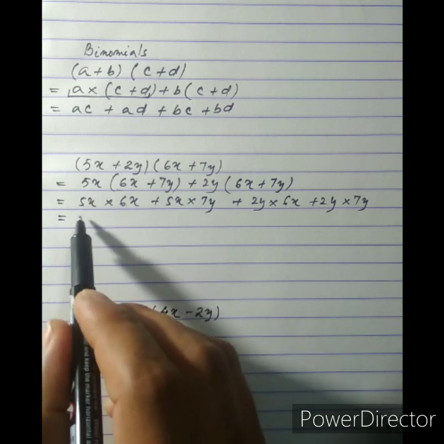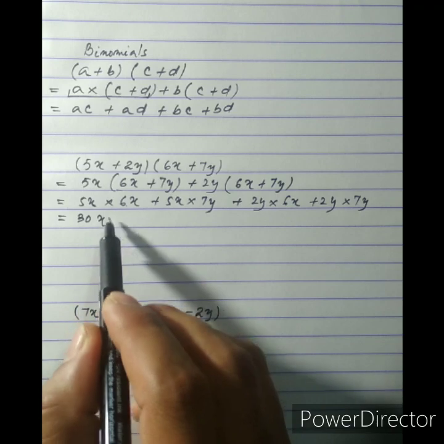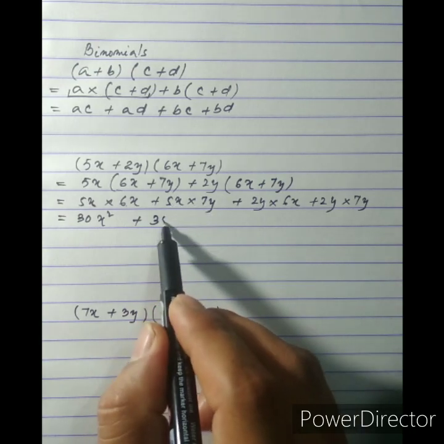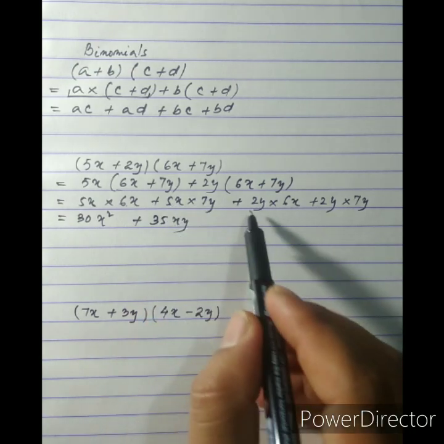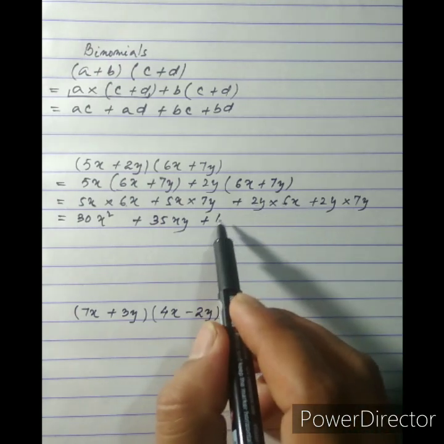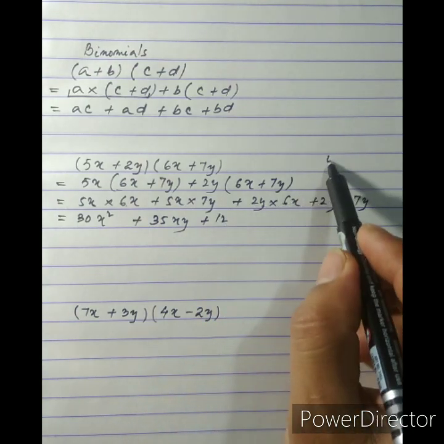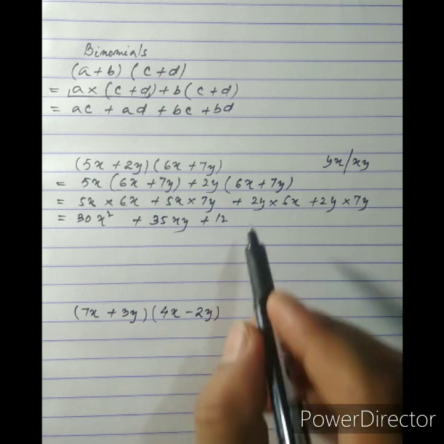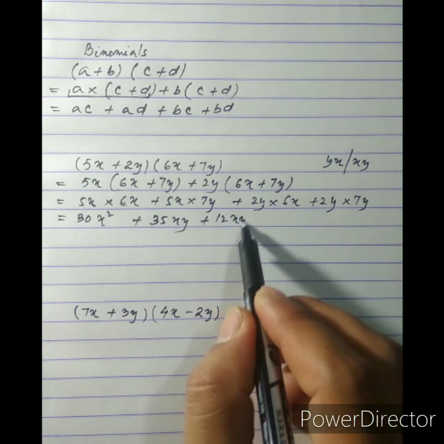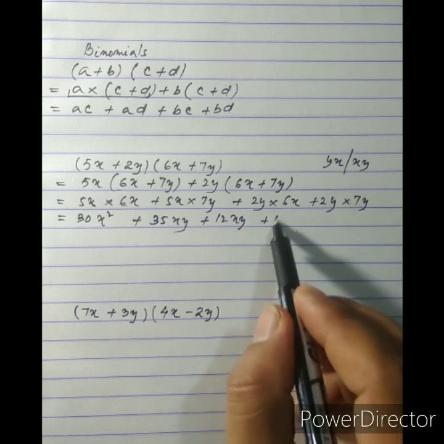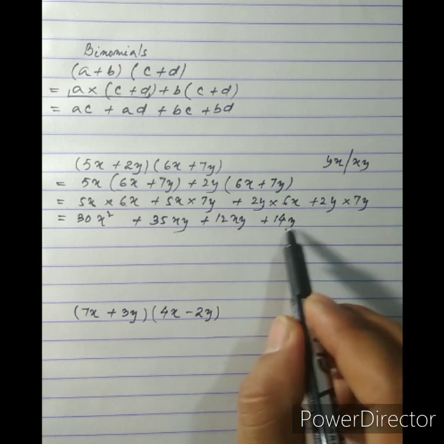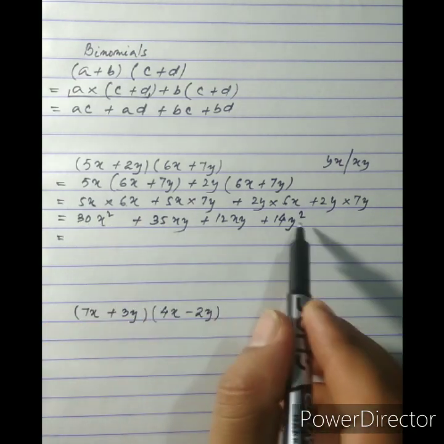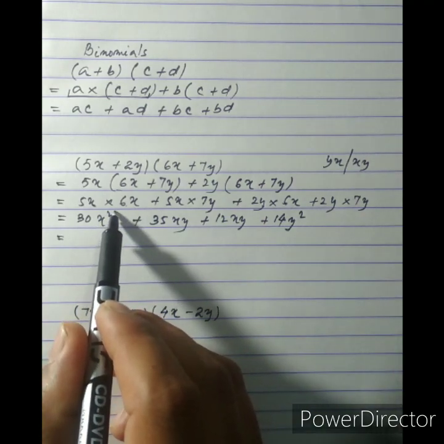So 5 into 6, 30. X into x, x square, plus 5 into 7, 35. X into y, xy. Then plus 2 into 6, 12. Y into x, you can write yx also fine, or you can write xy as well. So let me just follow the order, alphabetical order. So x, y. Then at the last, 2 into 7, 14. Y into y, y square. So we have here 4 terms, and there is x square.